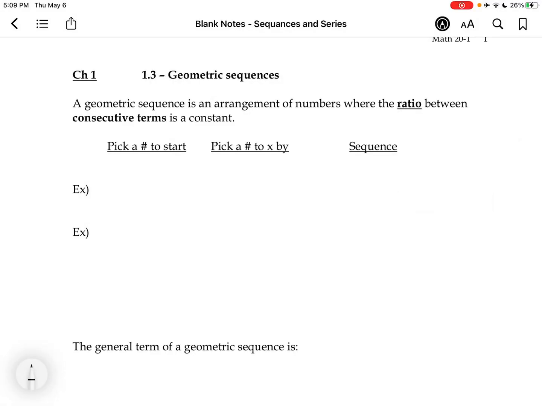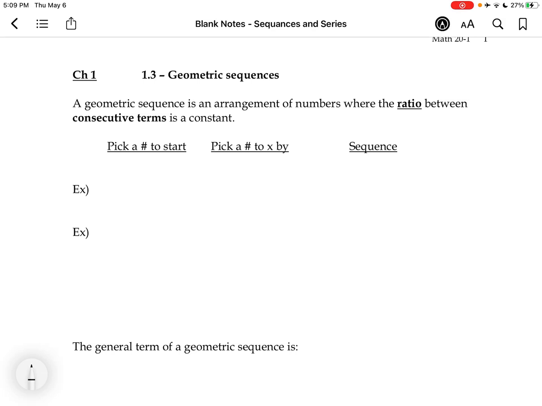Hello everybody. Today we're going to talk about geometric sequences. So this is another type of number pattern. We talked the other day about arithmetic sequences, which are sort of like an adding pattern. And a geometric sequence is a multiplying pattern. Okay, so basically an example.